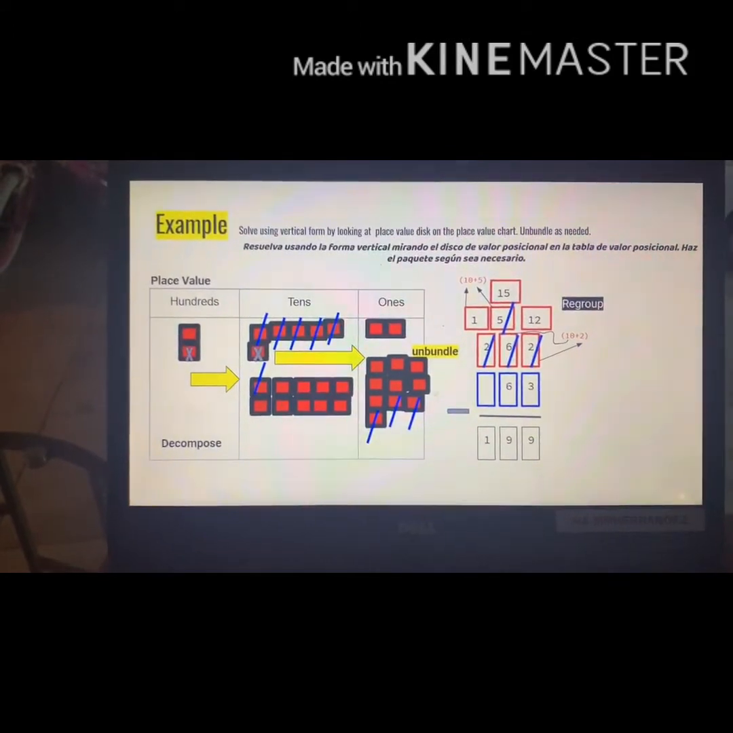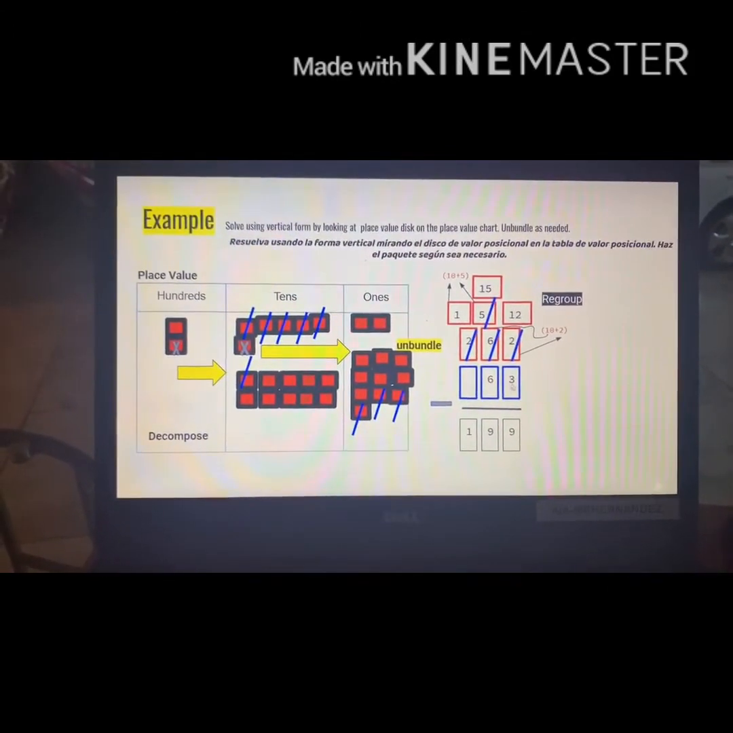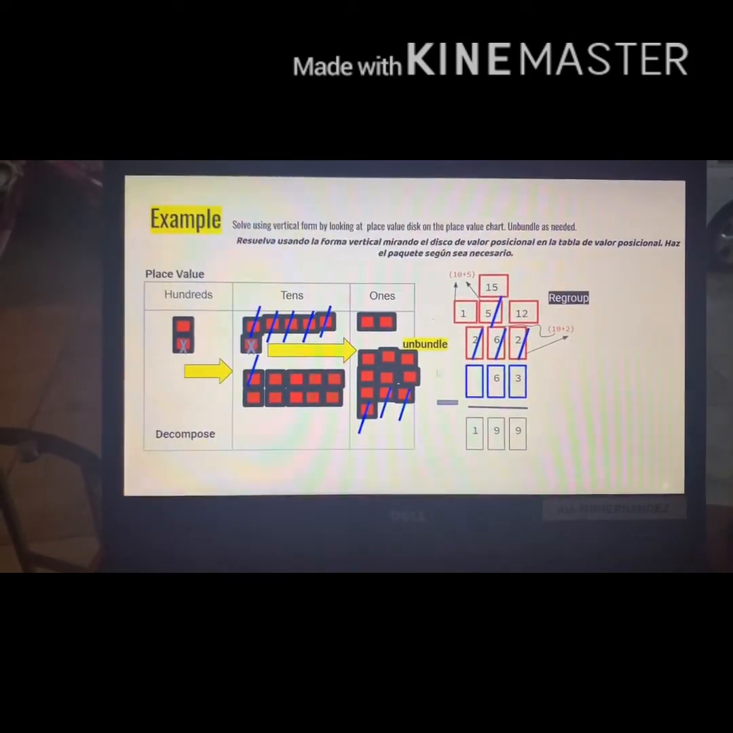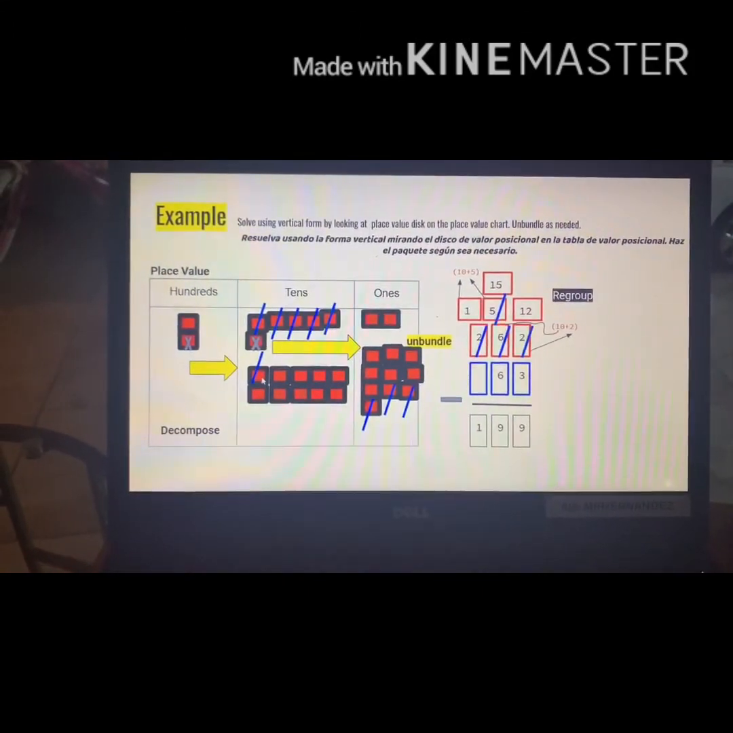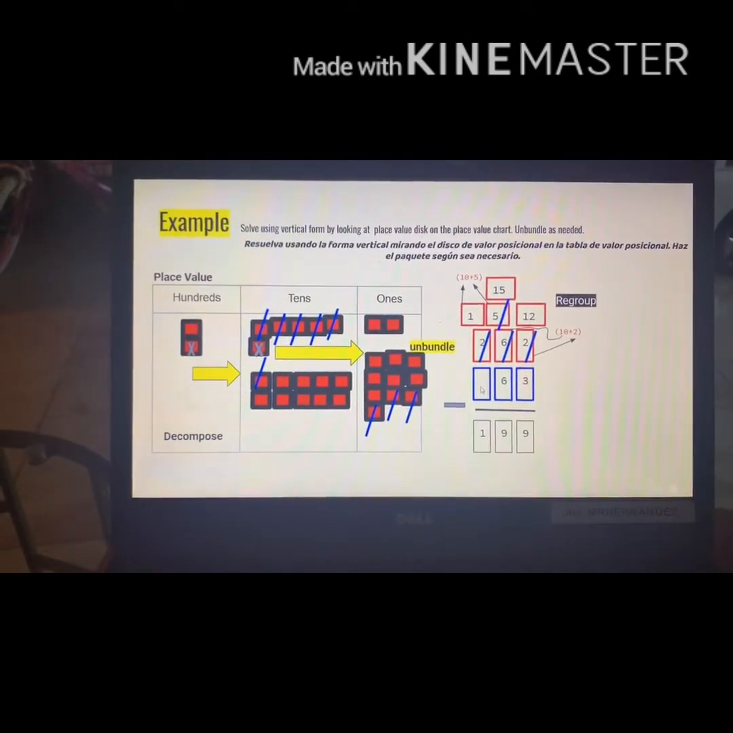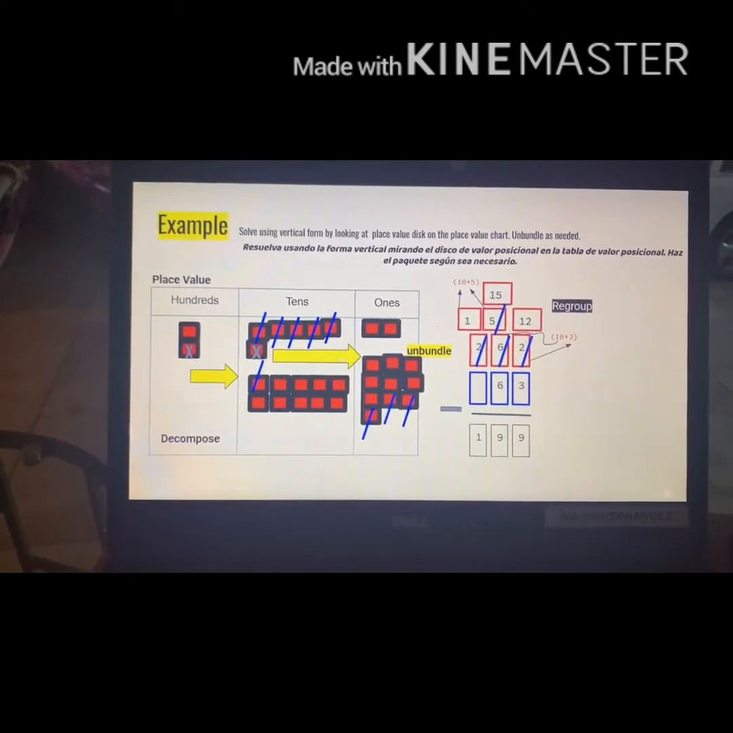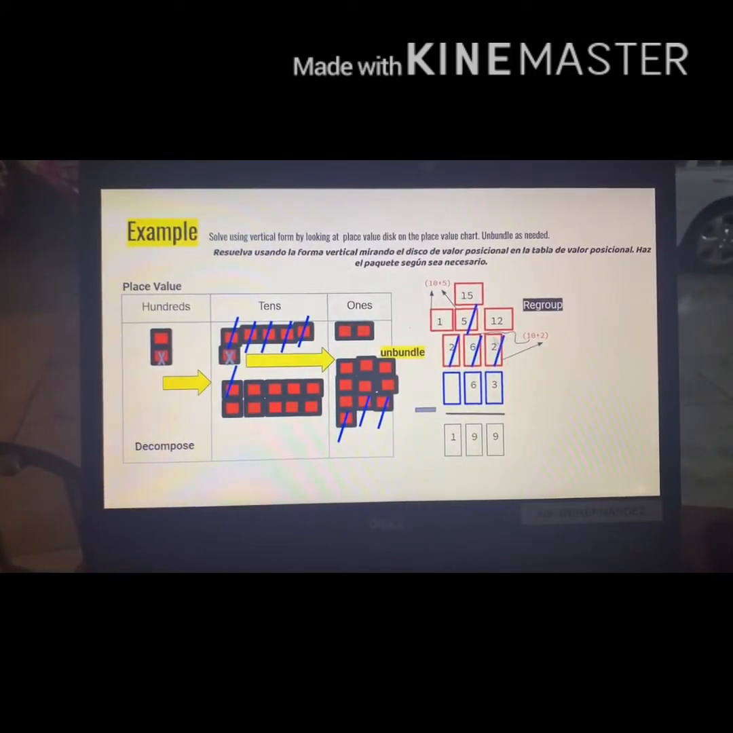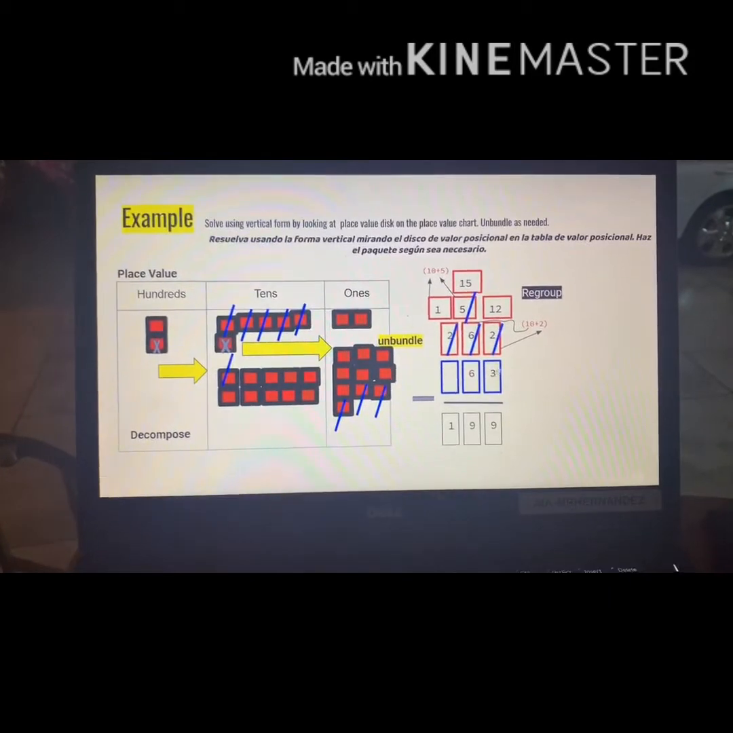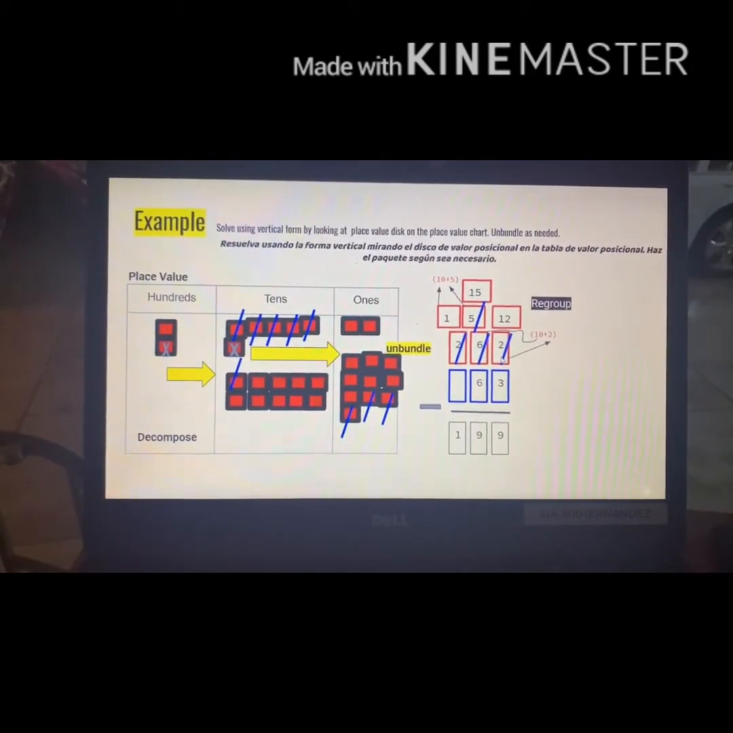Now remember, the slashes mean that's how much we're taking away in the second row. We have 3 ones being taken away, and we have 6 tens being taken away. Do we have any hundreds being taken away? Nope, we don't see any slashes right there. Now we look at our ones and we ask ourselves, can we take 3 ones from 2? And the answer is no, it's not enough.